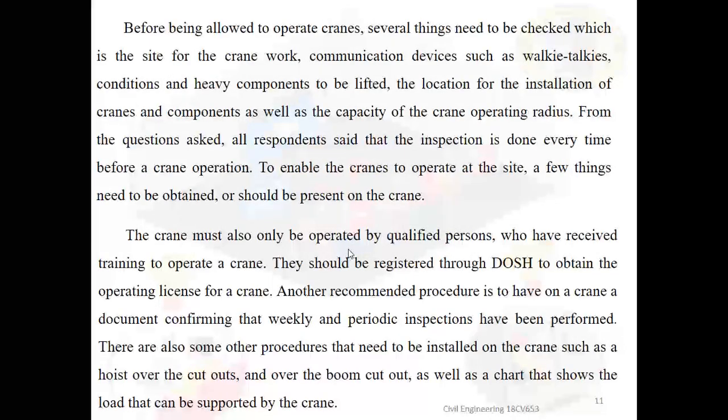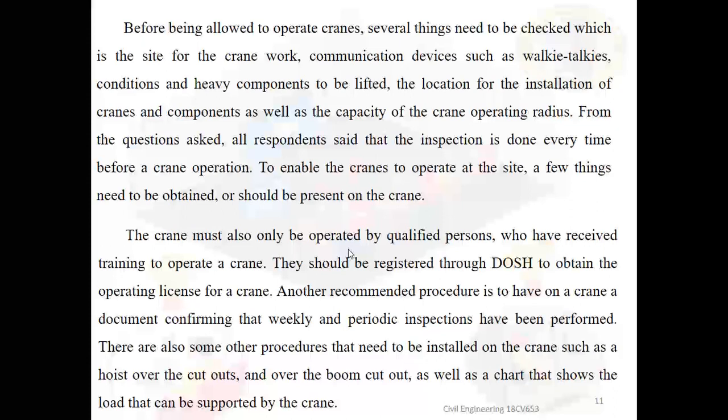Before allowing a crane operator to operate the crane, several things need to be checked, which are the site for the crane work, communication devices such as walkie-talkies, conditions, and heavy components to be lifted, the location of installation of the cranes and the components, as well as the capacity of the crane and operating radius.